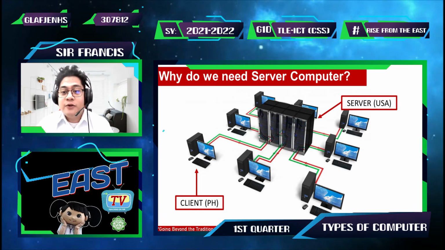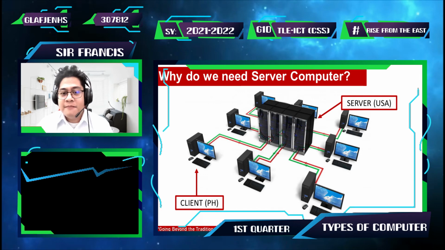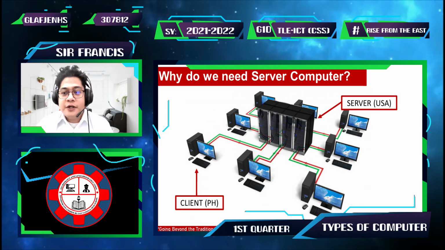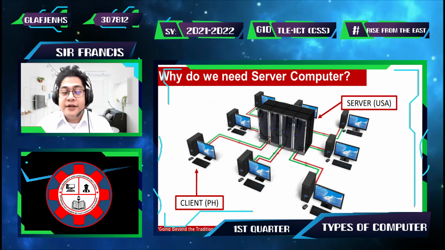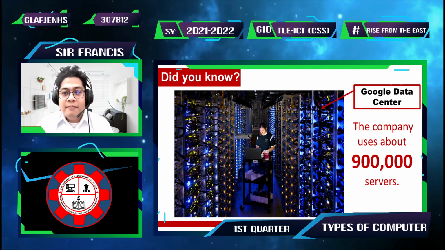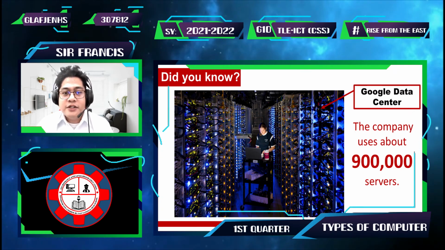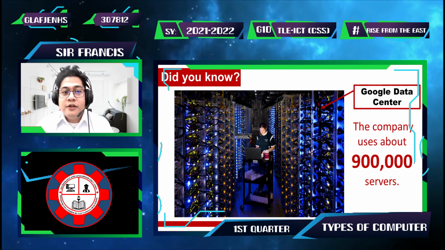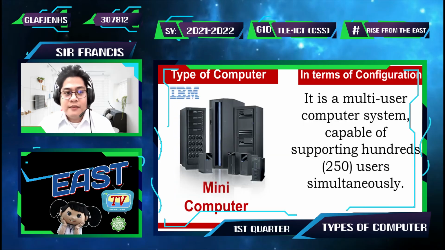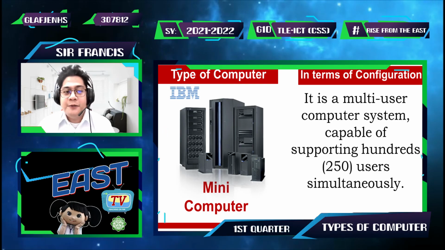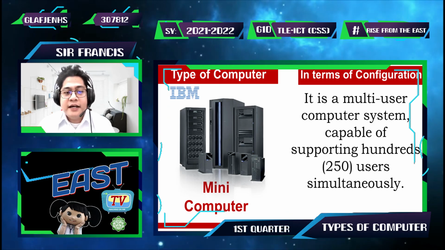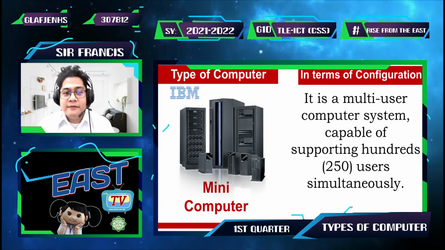Meaning, we need server computers to gain access on websites, emails, videos, games, and other information across the internet coming from a different location. Here is a trivia. Did you know? Based on the article by datacenterknowledge.com, Google uses about 900,000 servers in this year. The next type of computer is the mini computer. It is a multi-user computer system capable of supporting hundreds of users simultaneously.